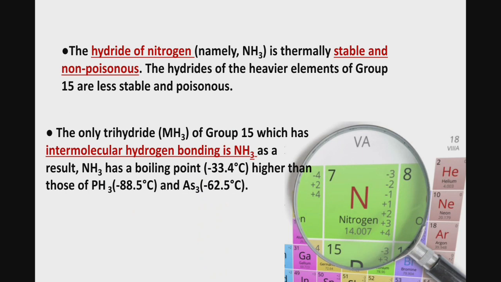The only trihydride, MH3, of group 15 which has intermolecular hydrogen bonding is NH3. As a result, NH3 has a boiling point higher than those of PH3 and AsH3. The boiling point of NH3 is minus 33.4 degrees Celsius, but for PH3 it is minus 88.5 degrees Celsius and for AsH3 minus 62.5 degrees Celsius.